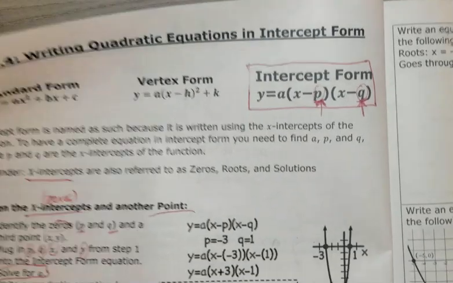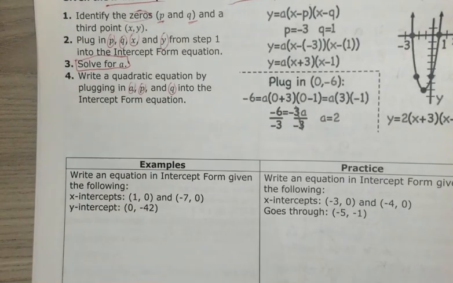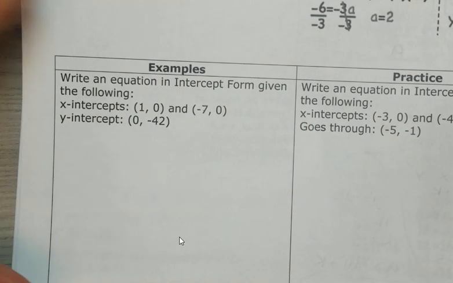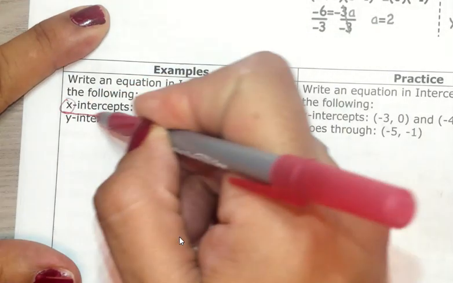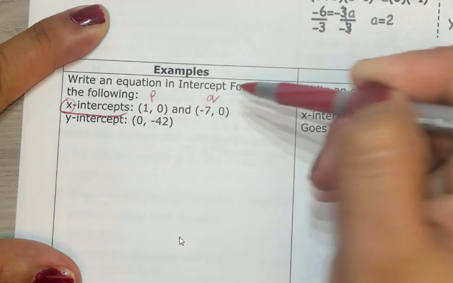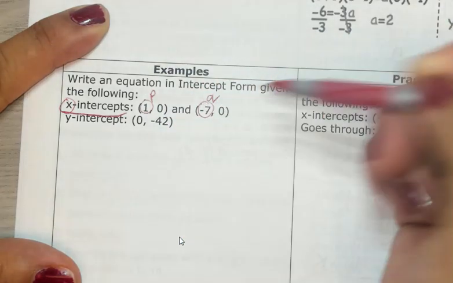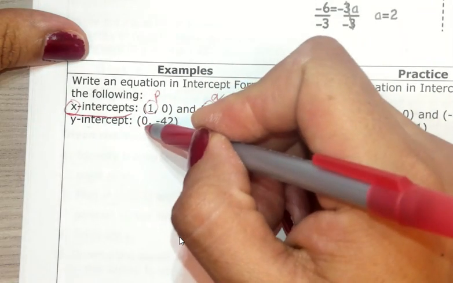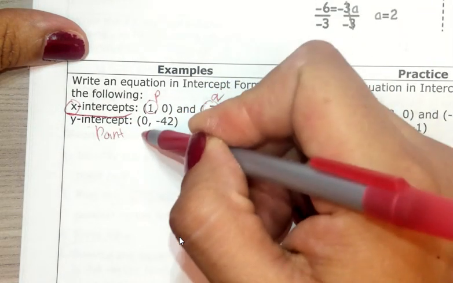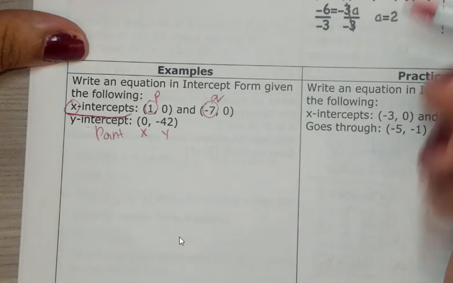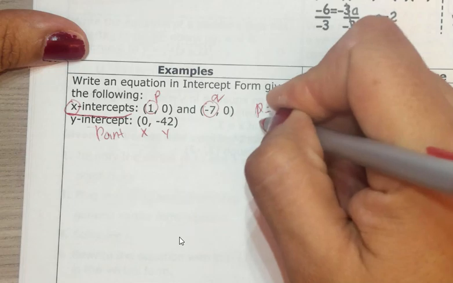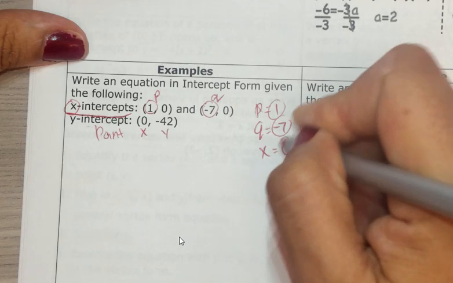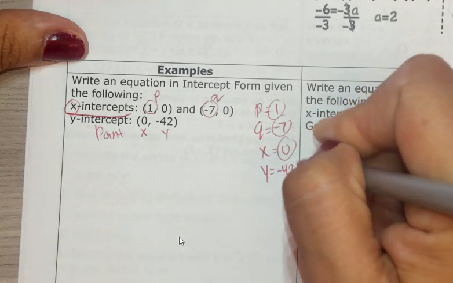So let's do a couple of examples here. The first example says to write an equation in intercept form given the following. They're giving you the x-intercepts, so that is your p and your q. You're only going to use the numbers that represent the x-intercepts. And then the y-intercept is a point, so that point will be representing x and y. So p is 1, q is -7, x is 0, and y is -42.